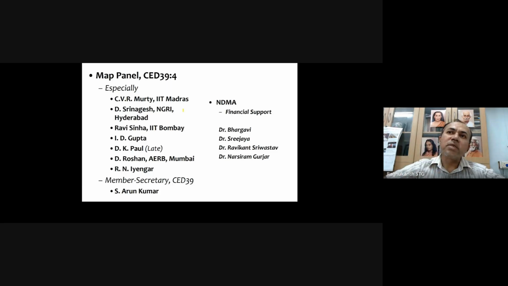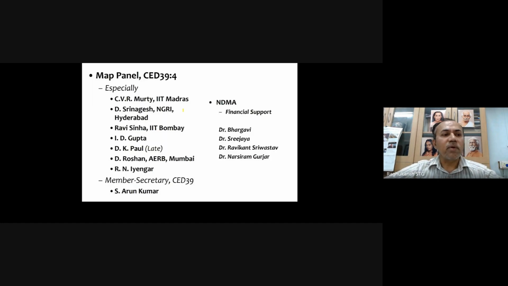I also acknowledge my students, Bhargavi and Srijaya, at the initial stages. Srijaya did this hazard analysis, then Bhargavi was there during the code. Then Ravikant did the final touches on our zone map, and Narsiram did the time history analysis, which is there in our IS code, and even the near field correction factors. So we have developed these with our research group. Thank you so much, and if there are any questions, I will be happy to answer.